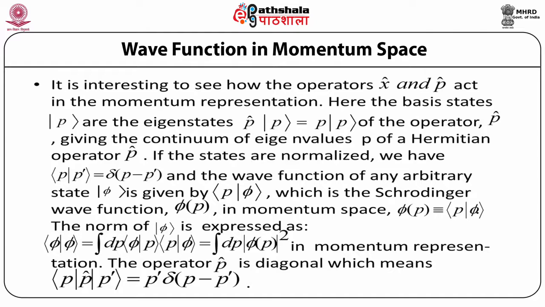The operator p is diagonal, which means that bra p, operator p, ket p prime is equal to p prime delta(p minus p prime). That is, all the matrix elements of the matrix corresponding to the operator p have all off-diagonal elements going to 0, and the only values that the operator p will have in terms of the eigenvalues are on the diagonal elements only.